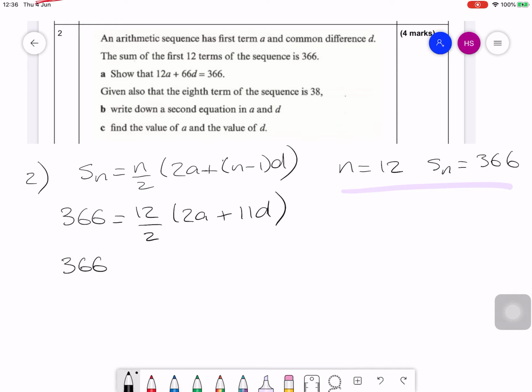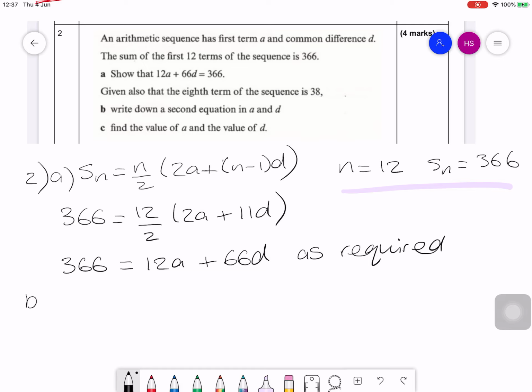So 366, that's going to be 6 times 2a, so 12a, plus 6 times 11d. Yeah, and I don't really think there's much more than that we can show, so just make sure you write a brief conclusion as required for any show that question. Just always write a final statement to show that you have done it. So that was part A.